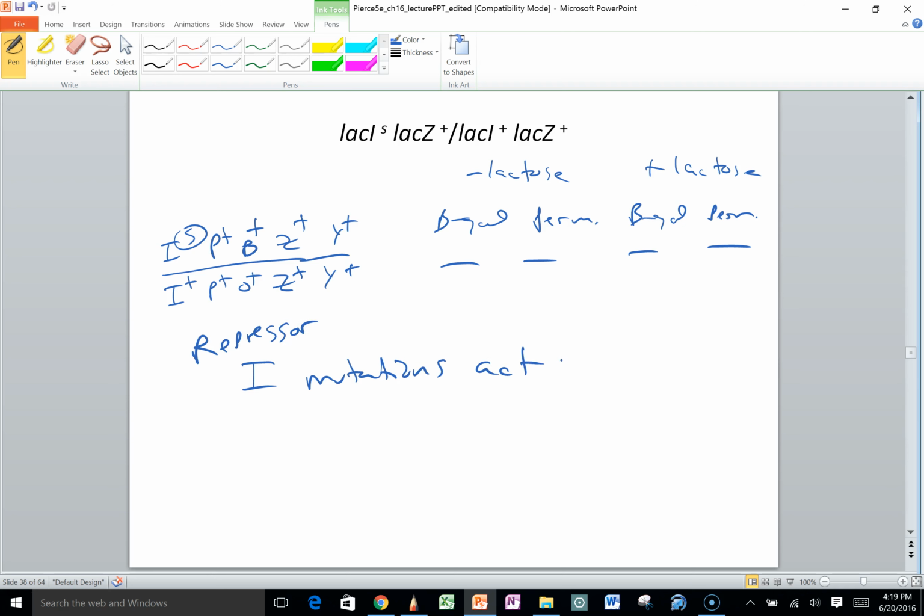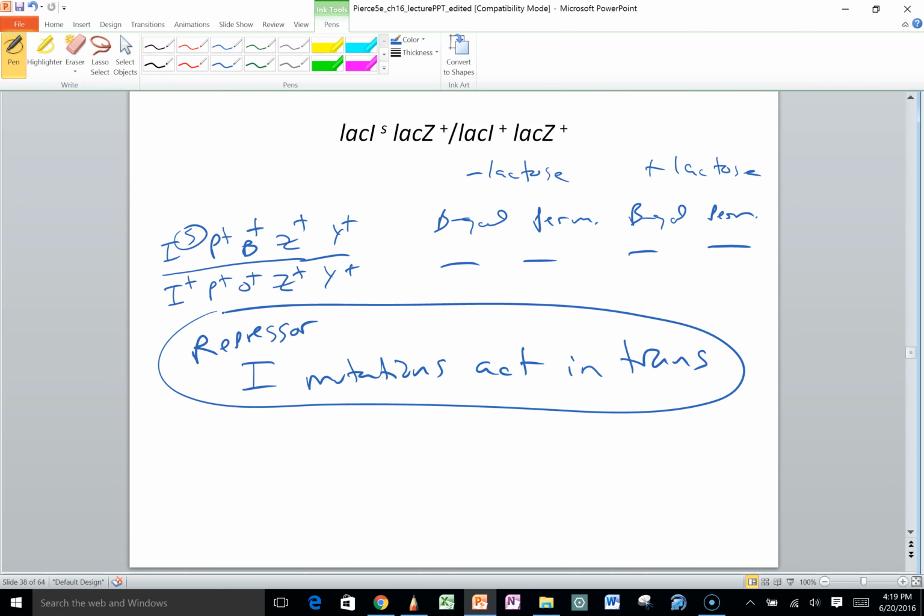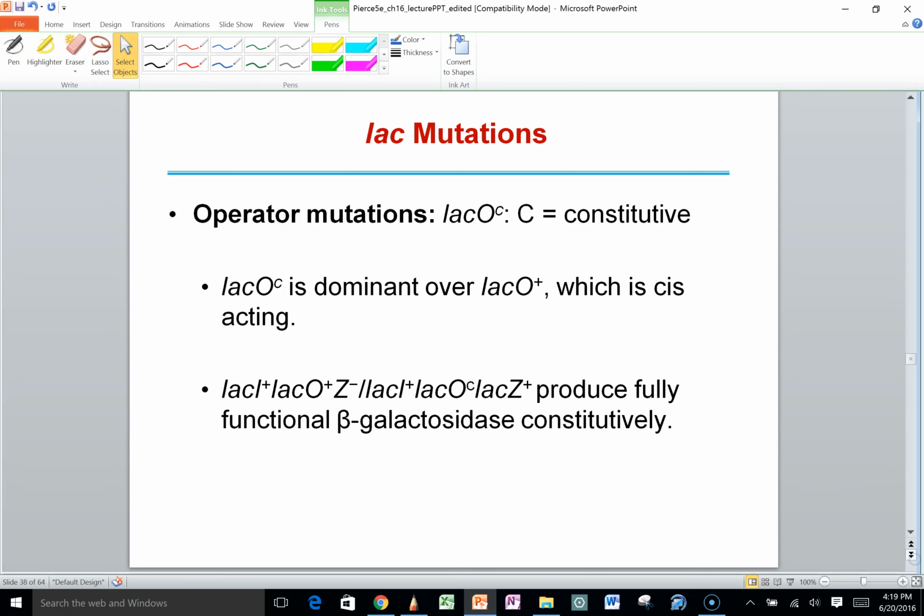act in trans. So this can get pretty complicated, but if you just remember that all repressor mutations act in trans, then you're good. Operator mutations act in cis. Alright, so these things are cis acting. And so just to draw this out, a lot of the symbolism is a little bit weird. All we're saying is that if we've got an operator here and an operator here.